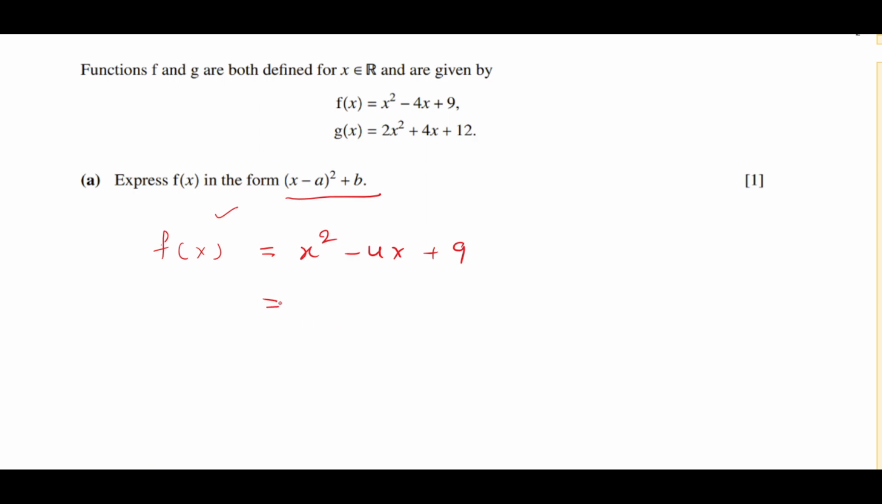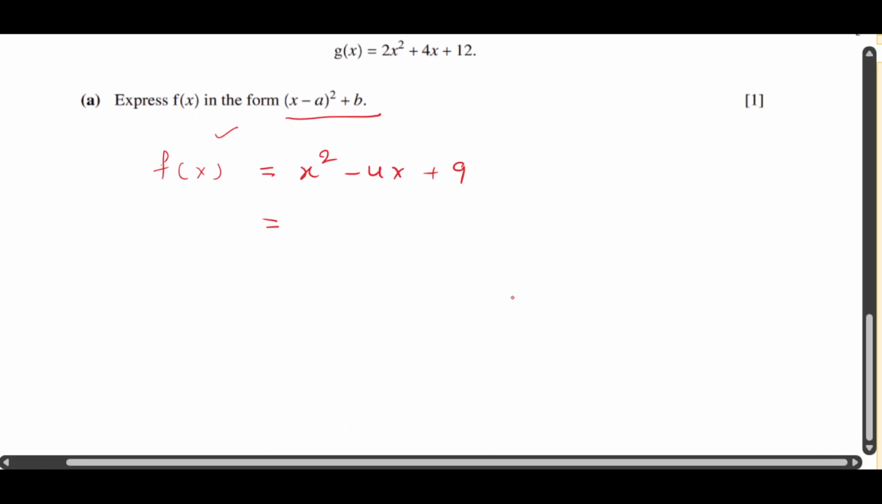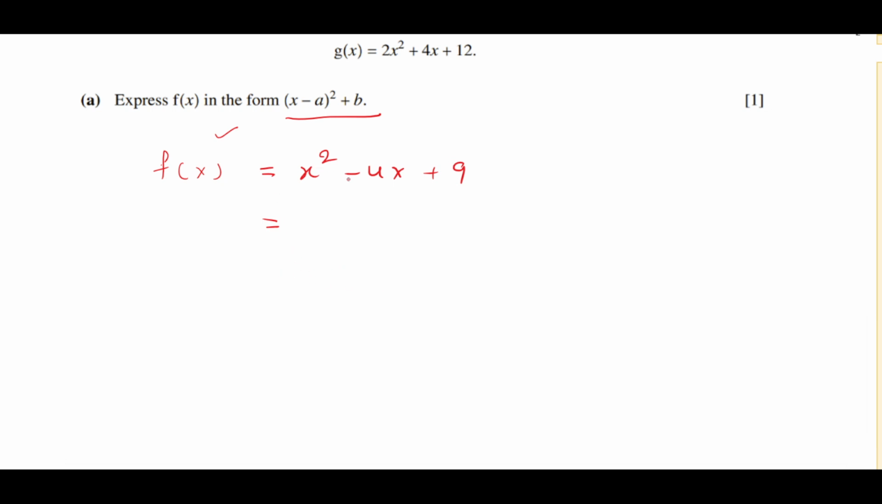So, first let's expand (x minus a) the whole squared, which is x squared minus 2ax plus a squared plus b, and then I'll equate it with the other. Okay, that is one way of doing this particular problem.